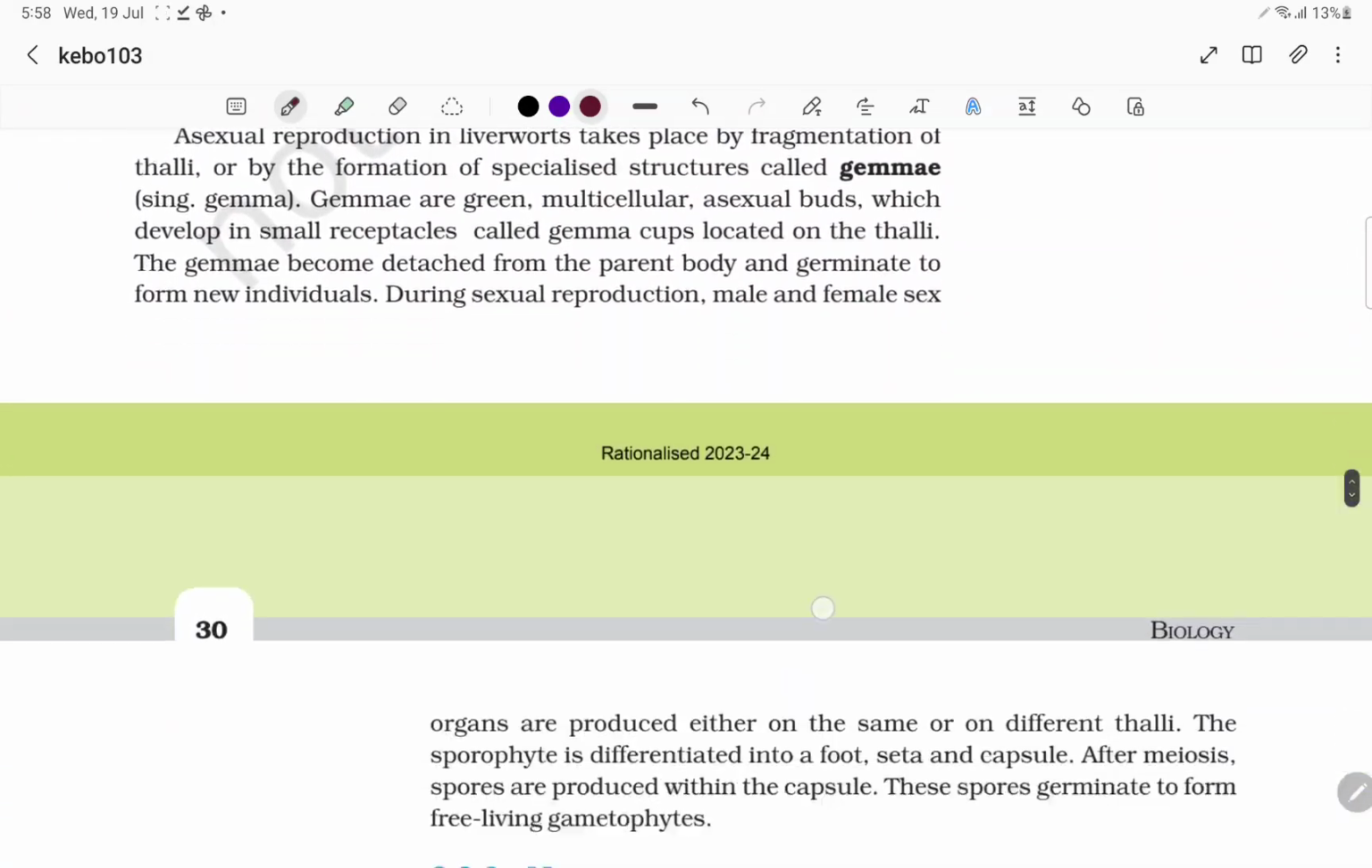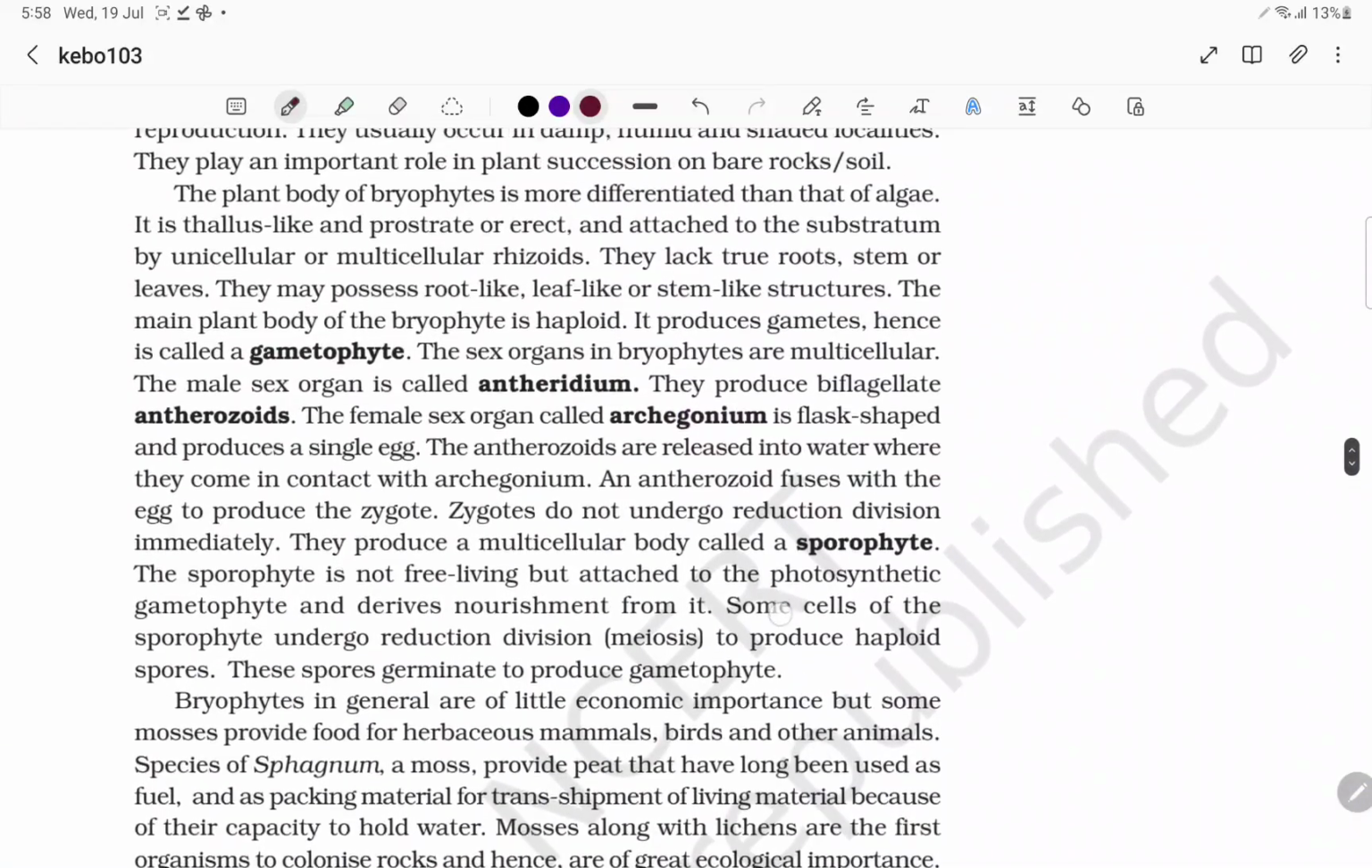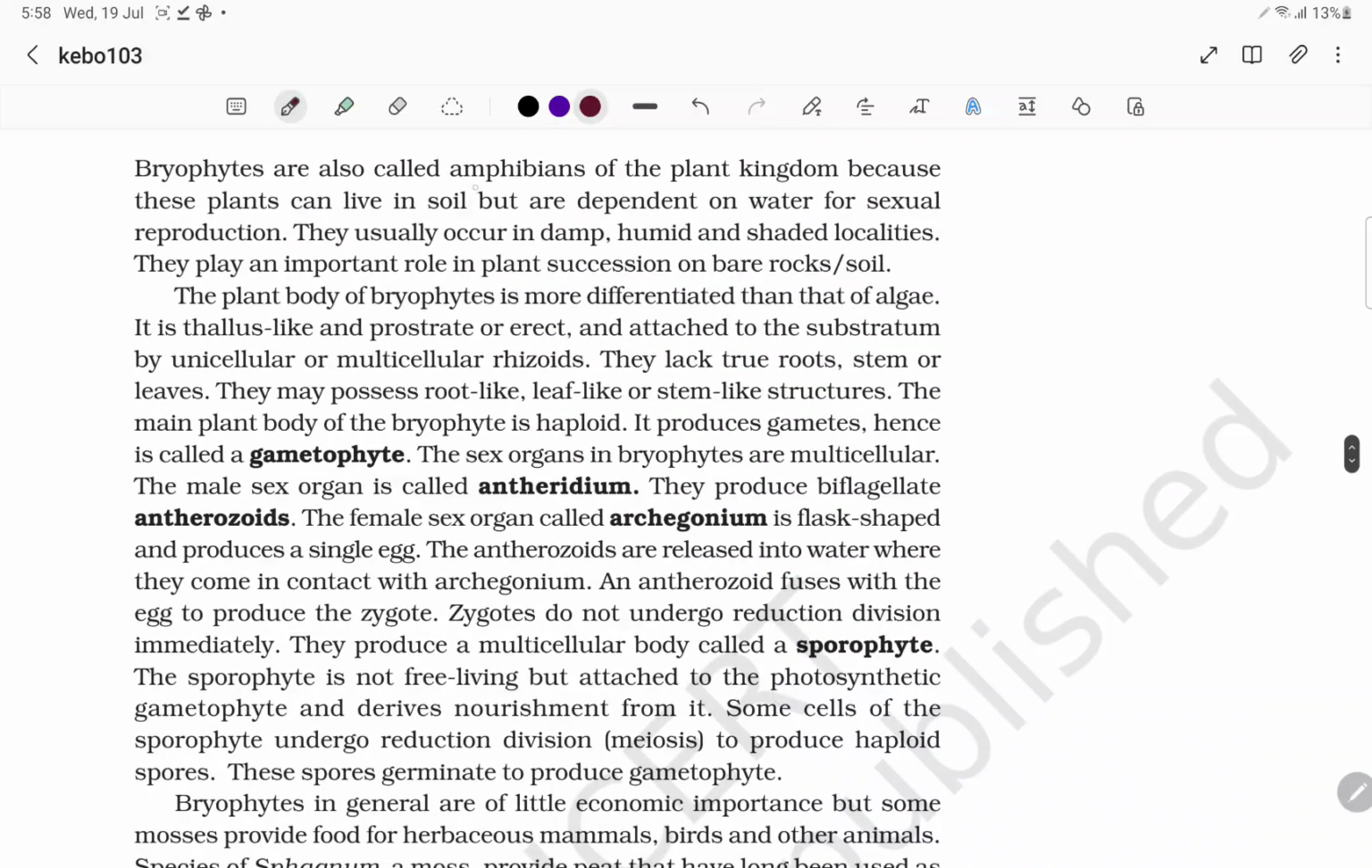And coming to the word bryophytes. Bryophytes are also called amphibians of the plant kingdom. Remember, this is very, very important. What are the amphibians of the plant kingdom? Bryophytes. Because these plants can live in soil but are dependent on water. They can live in soil but they are dependent on water for sexual reproduction.